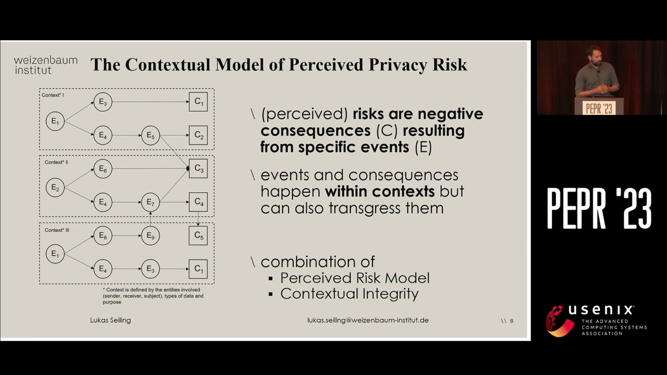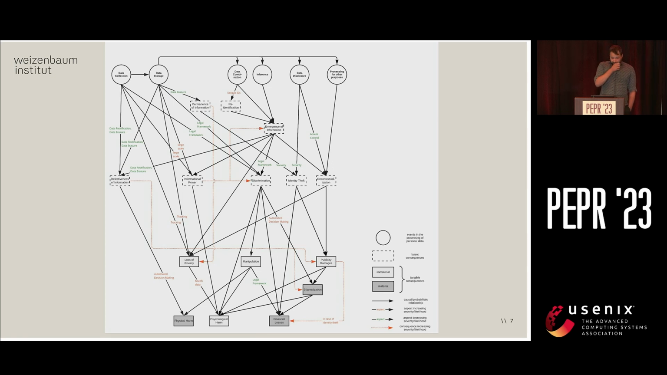And a context, according to Weizenbaum, is defined by actors, like who's sharing data, about whom, the data types, and the purposes. So this is the abstract thing, and then we needed to fill this model with precise, concrete information. And what we did to that extent was an analysis of the GDPR to find out what were important categories for risk. And then we did 32 expert interviews to find specific event consequence chains. So this is the result. It's a bit overwhelming.